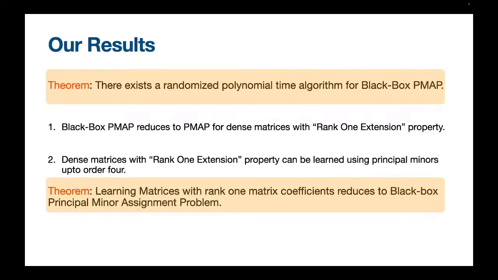And the next theorem is that learning symbolic matrices with rank 1 coefficients reduces to the black box principal minor assignment problem. So as a result of this, we get a randomized polynomial time algorithm for learning symbolic determinants with rank 1 coefficients. In this talk, I will only talk about this first theorem and these 2 steps.